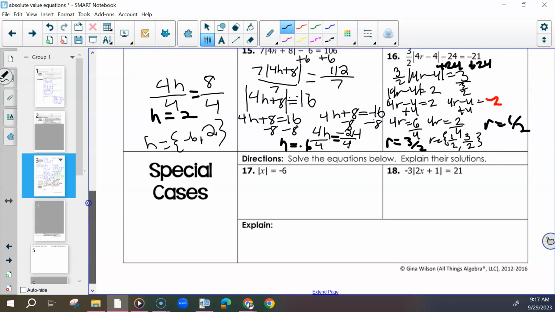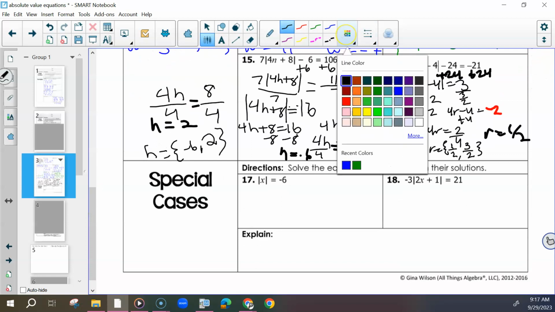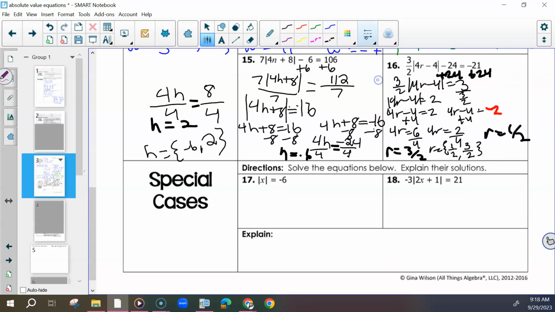Let's talk about some special cases. If you isolate the absolute value bars and you get a negative, you cannot solve this because it has no distance, so it can't be negative until we go to solve it and we drop the absolute value bar. So this would be no solution.